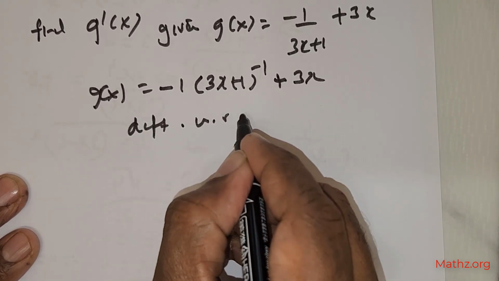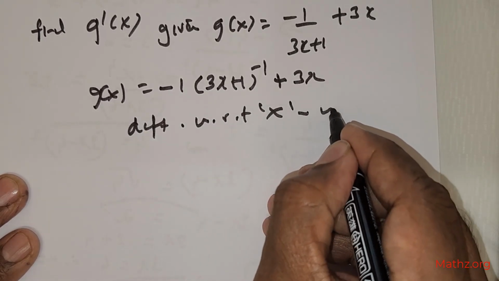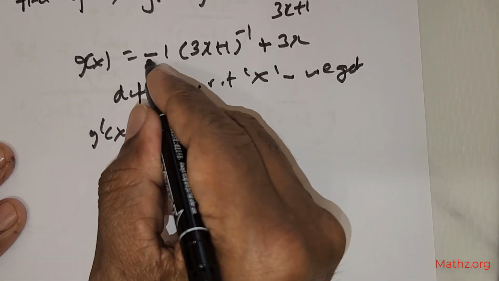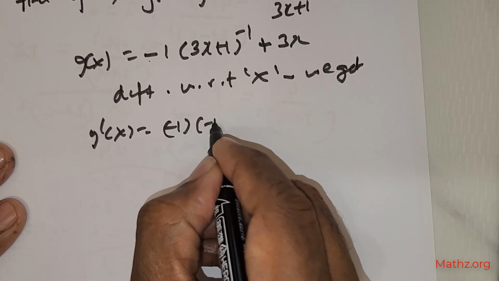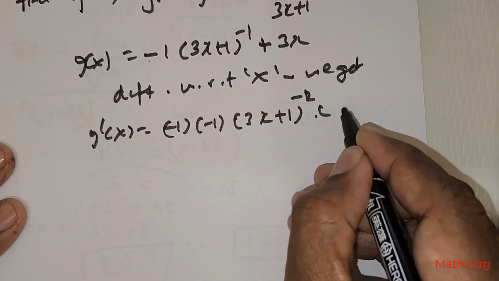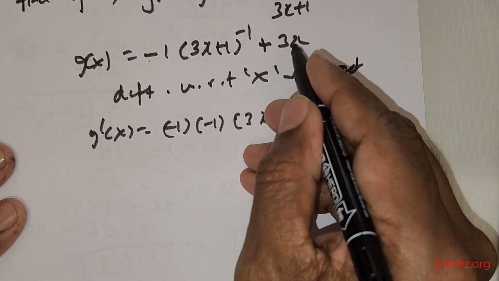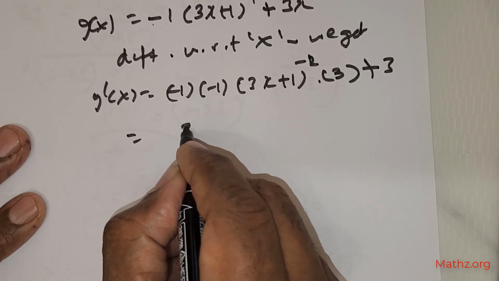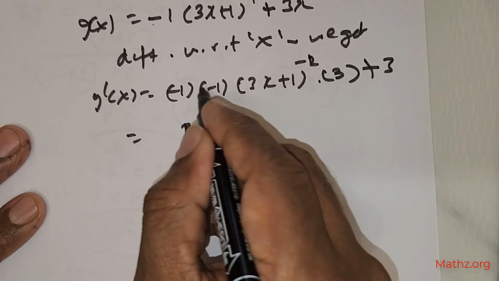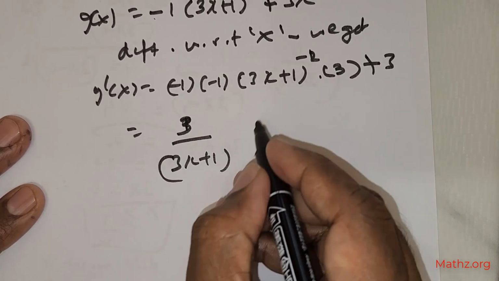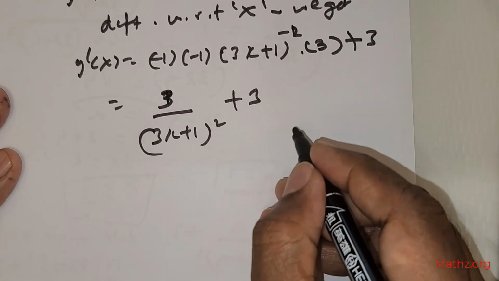Now differentiating with respect to x we get, so what do we get? g dash of x is equal to negative 1 times negative 1 times (3x plus 1) raised to the power of negative 2. Differentiating 3x will give you 3. Differentiation of this 3x will give me 3. Negative, negative, positive. So I can rewrite this as 3 over (3x plus 1) raised to the power of 2, plus 3.